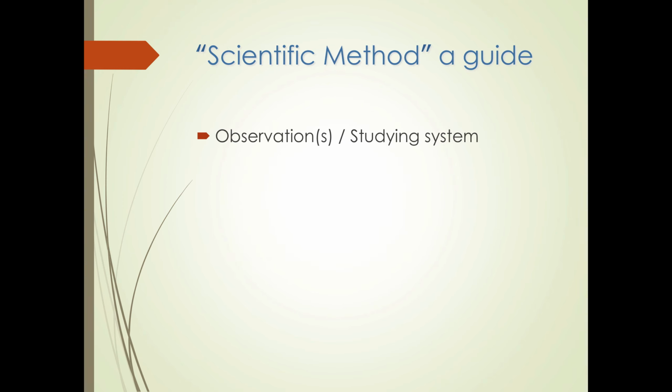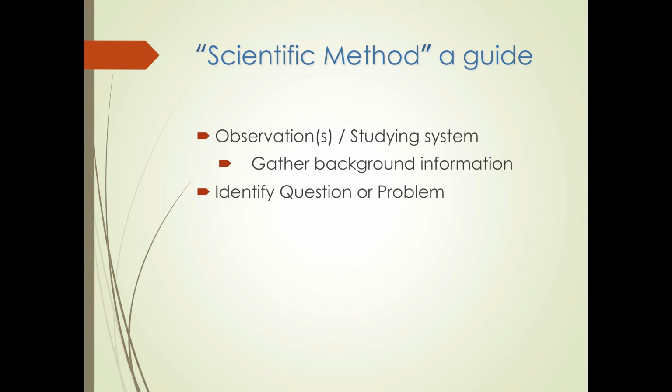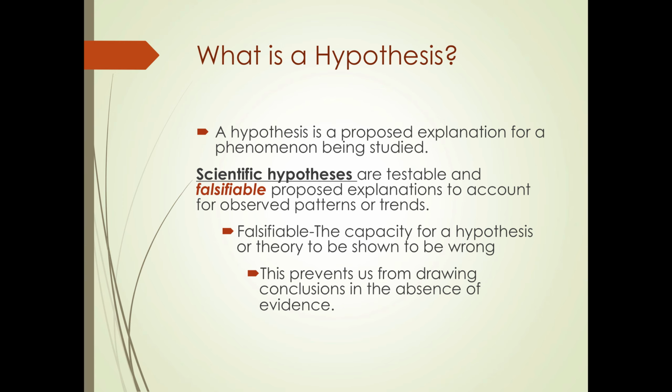The scientific method begins with observations. You observe a system that you're interested in. You then gather background information about that system or that observation. You identify questions or problems that have not been addressed in that background information. And then you form hypotheses about these questions. A hypothesis is a proposed explanation for a phenomenon being studied.